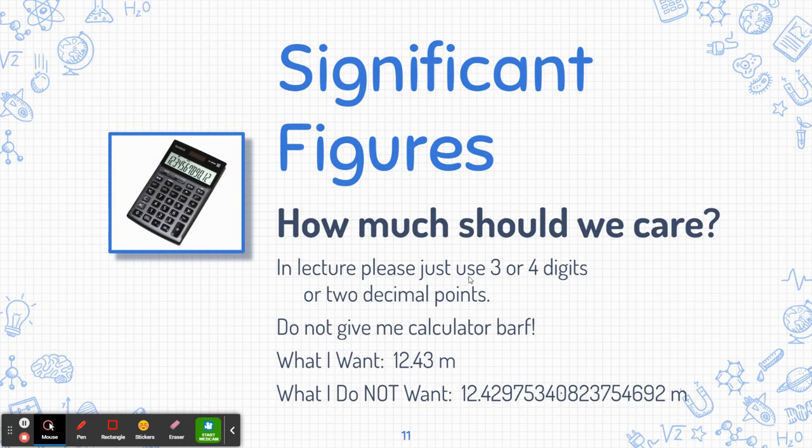So the question is how much do we care in physics? In lecture, please just use 3 or 4 digits or 2 decimal points. You will want to keep all the numbers up until the point when you give me your final answer. So keep all the numbers in your calculators as you do those calculations. It'll mean that your answer is more precise.